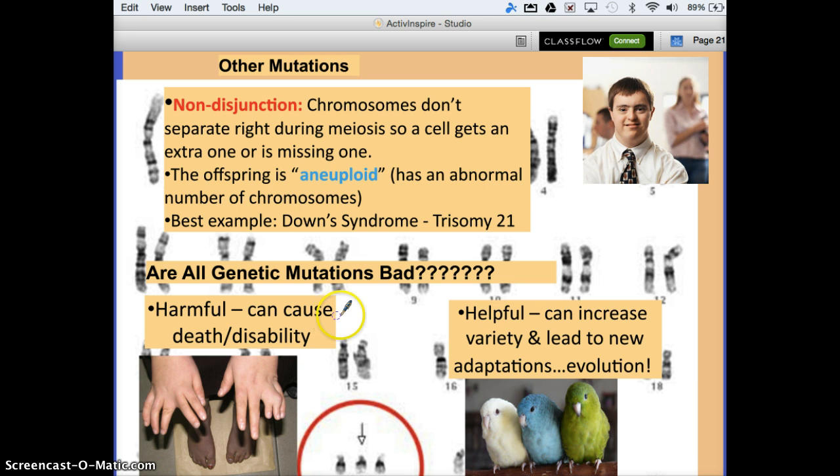Here are some pictures. What I was talking about before in terms of trisomy 21 or Down syndrome. Here is a mutation that obviously is not something that's good. These would be a bad mutation, and so would this. But here's a helpful one. By having variety of color, maybe, the environment is primarily green, so obviously this bird will evolve and survive better than these that are going to be more subject to prey.